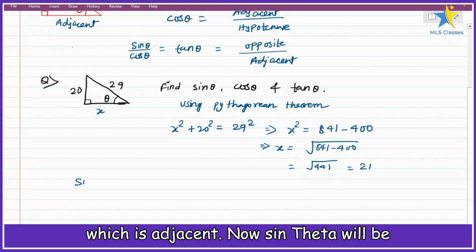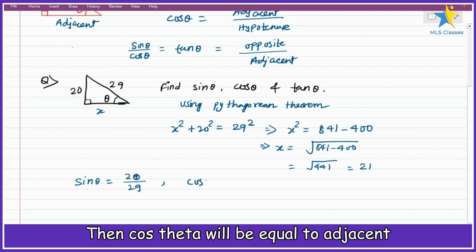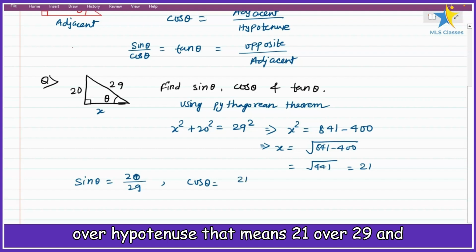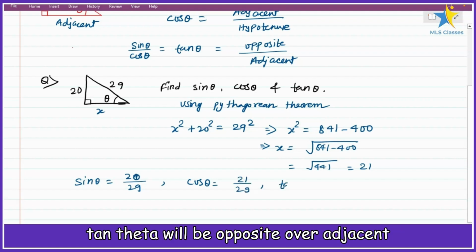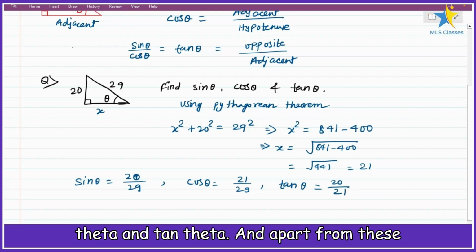Now sine theta will be equal to opposite over hypotenuse, that means 20 over 29. Then cos theta will be equal to adjacent over hypotenuse, that means 21 over 29, and tan theta will be opposite over adjacent, that means 20 over 21. So this is how we can find the values of sine theta, cos theta and tan theta.